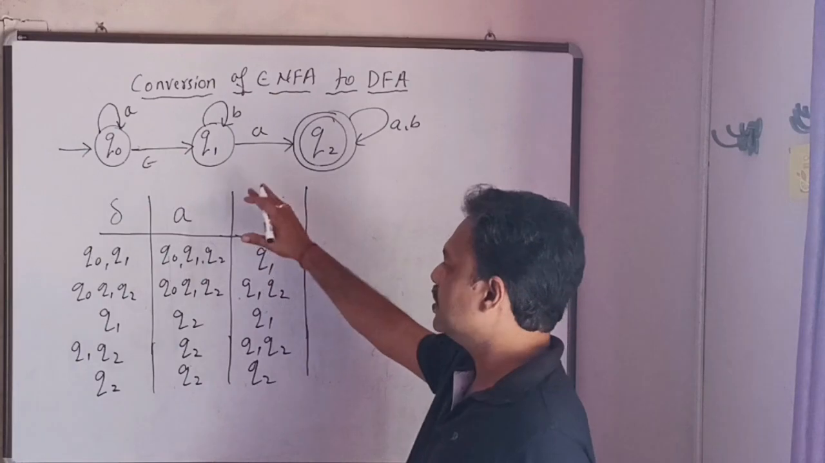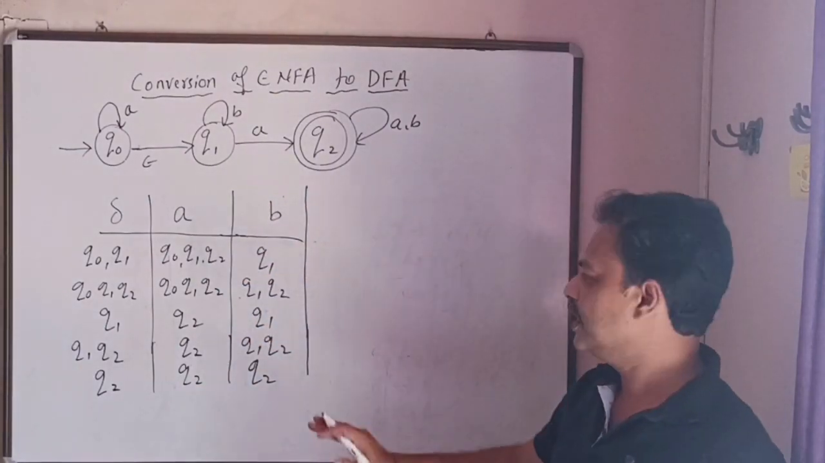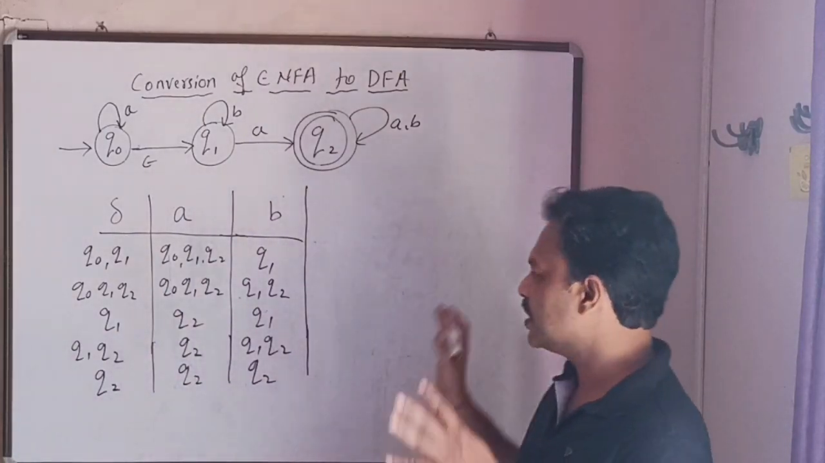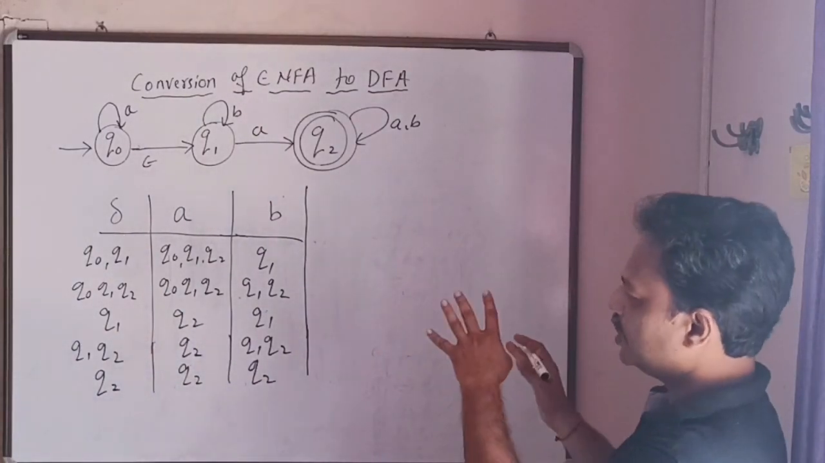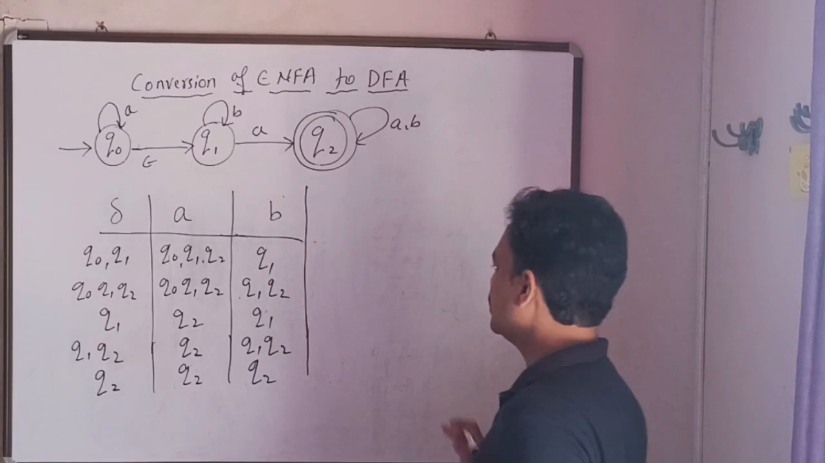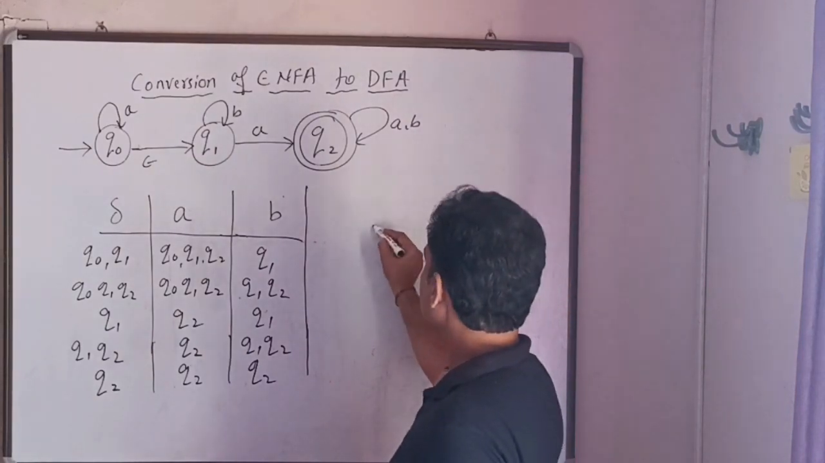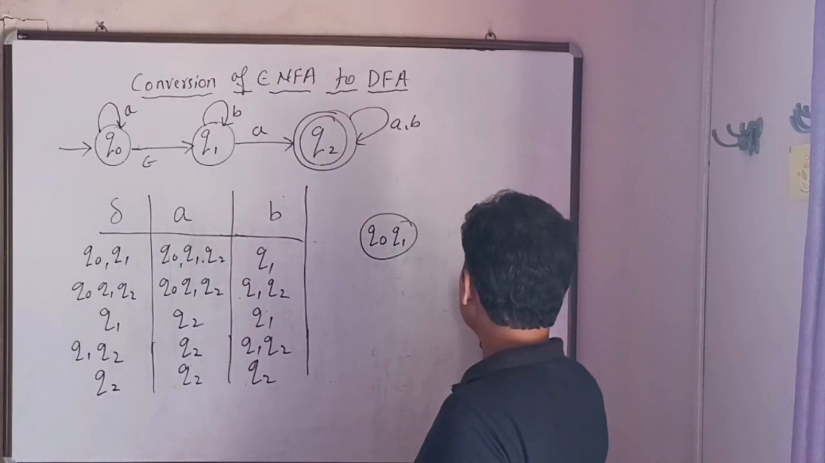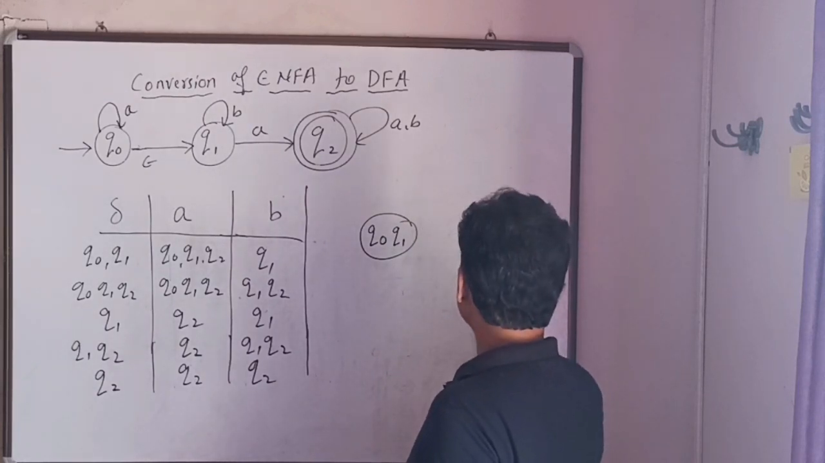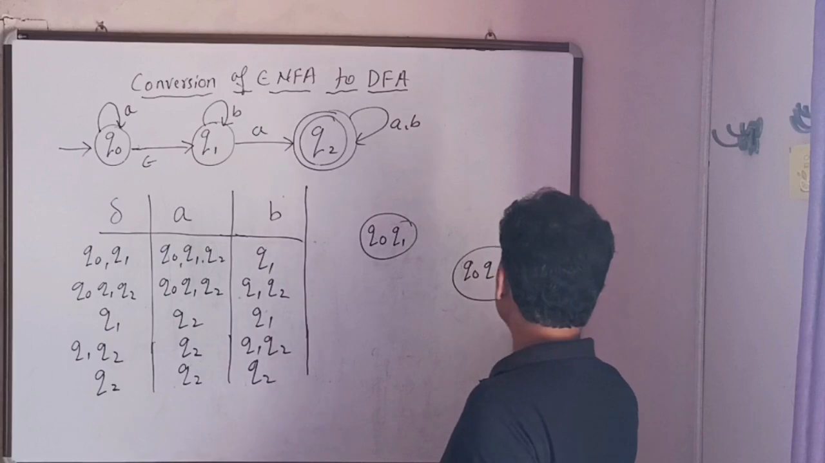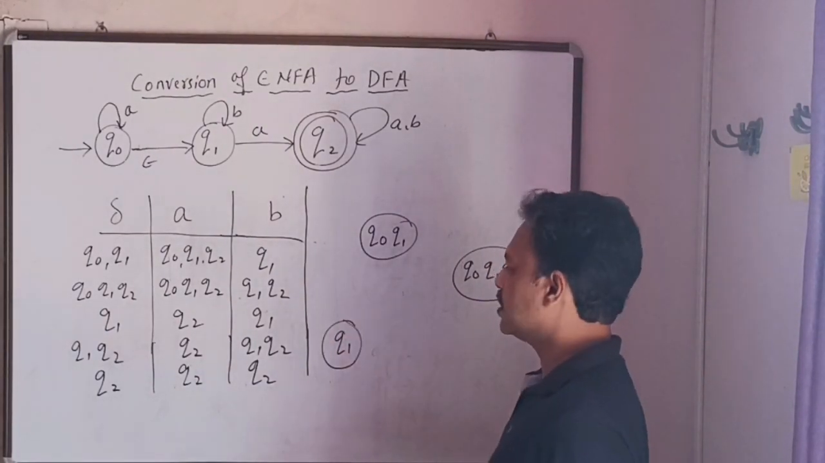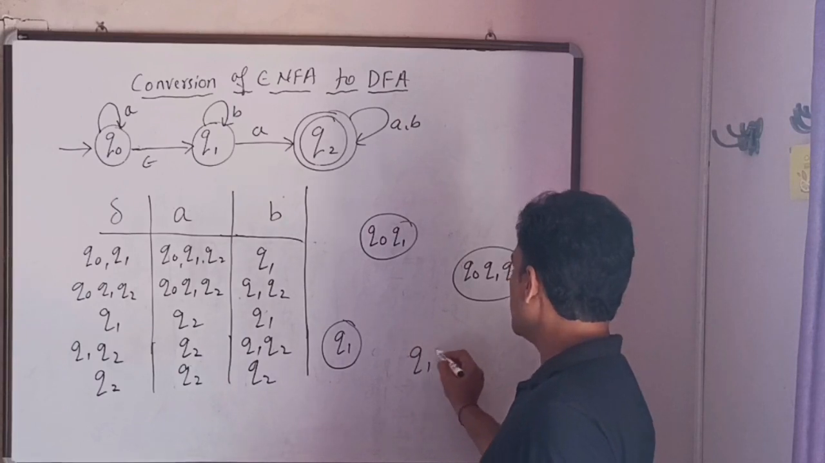Okay, now that we have the transition table for DFA, we have 5 different states. So we have to show how to construct the DFA for the given transition table. Now we have Q0, Q1, one state. Then Q0, Q1, Q2, another state. Q1, another state. Q1, Q2, another state.